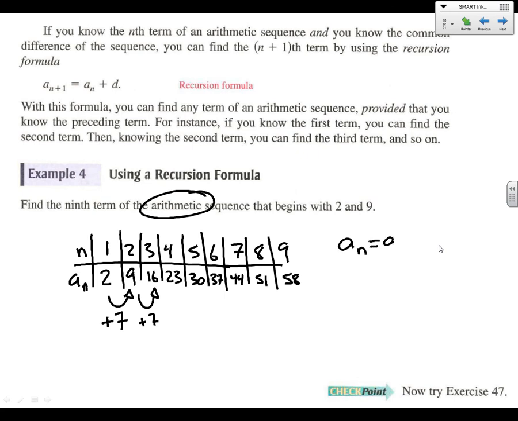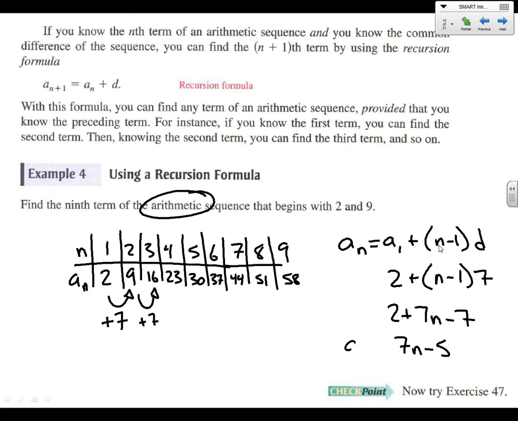A sub n, here's our formula, equals a1 plus n minus 1 times d. We know the first term is 2. We know that the difference is 7. So what do we got here? 2 plus 7n minus 7, or 7n minus 5. That's your formula for a sub n. If we wanted to know the 9th term, a9 is going to be 7 times 9 minus 5, 63 minus 5, 58.